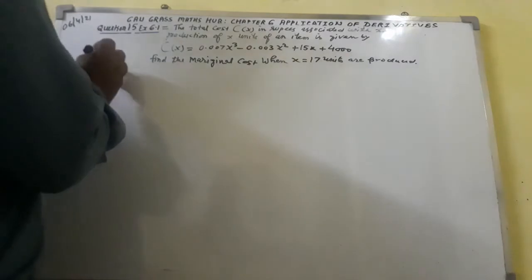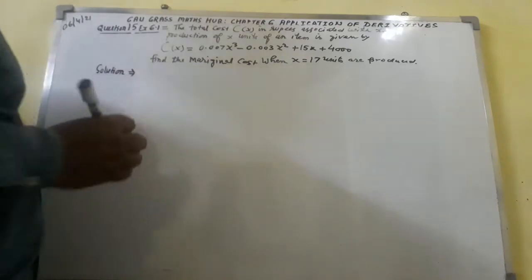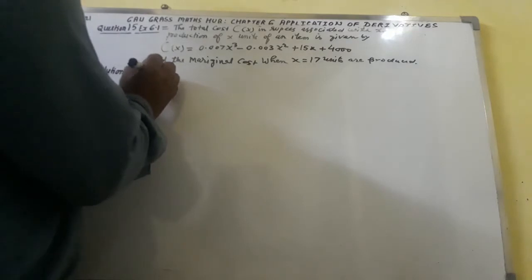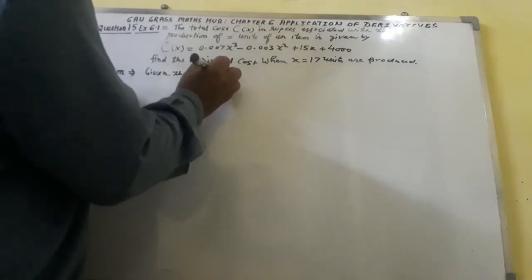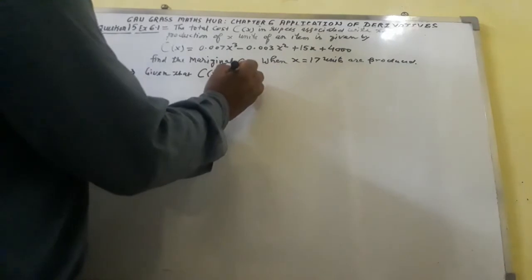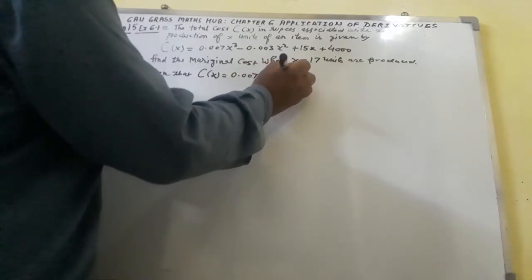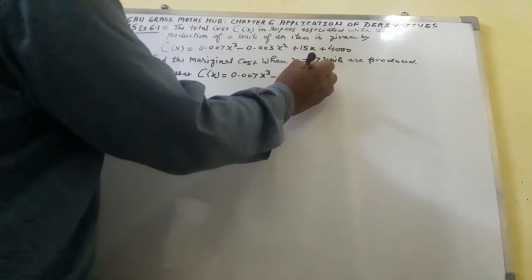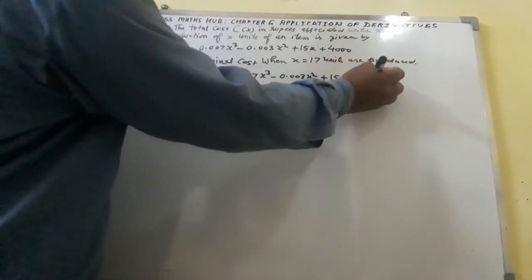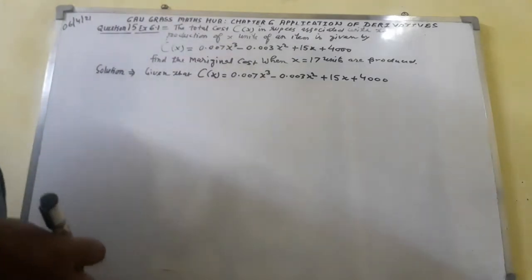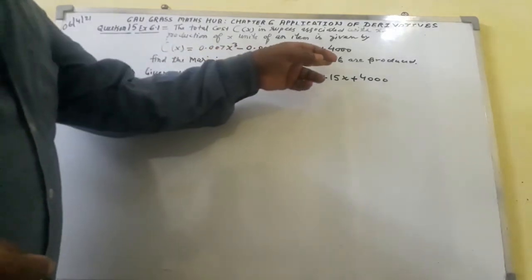Now coming to the solution. Given that C(x) equal to 0.007x cube minus 0.003x square plus 15x plus 4000. Find the marginal cost when x equal to 17 units are produced.